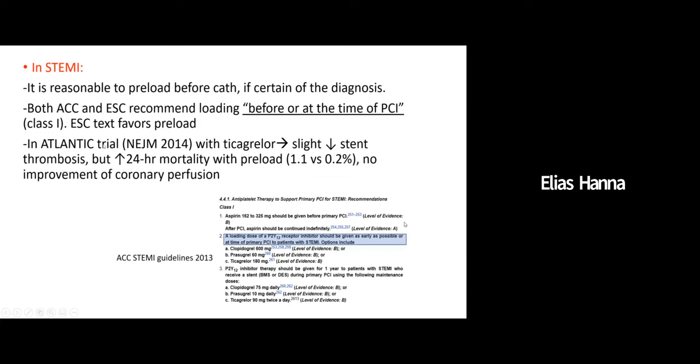Keep in mind, there is one trial of preload in STEMI. It's called the ATLANTIC trial. It showed no benefit of preload even in STEMI. Actually, there was an increase in mortality, somehow, that's difficult to explain. So questionable even in STEMI, but favored. So you don't even have to preload.